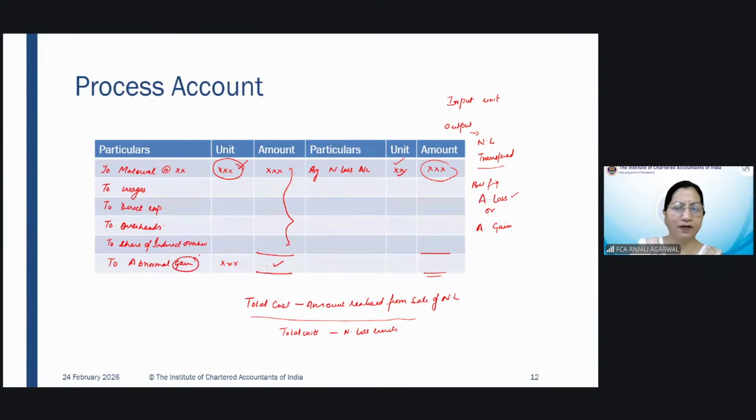Today, abnormal gain will go to the debit side of the process account. Abnormal loss will be on the credit. So if there is loss, it will come here. Also, in the abnormal loss account you mentioned abnormal gain on the credit side. No, gain is on the debit side of the process account.